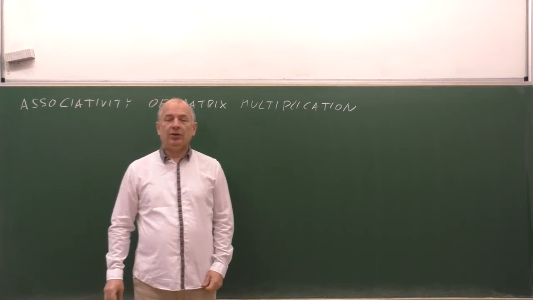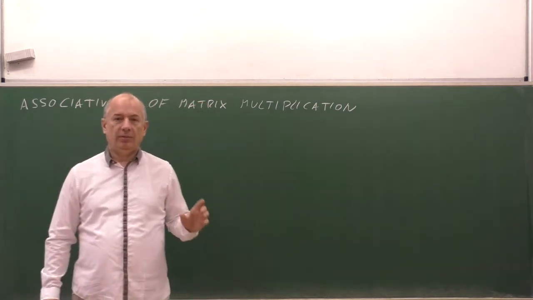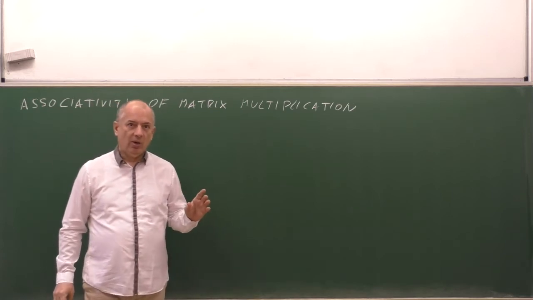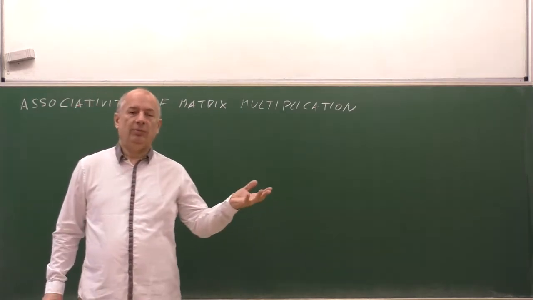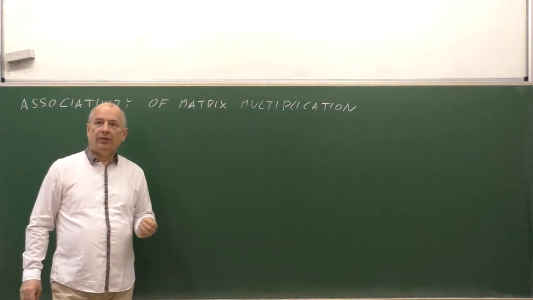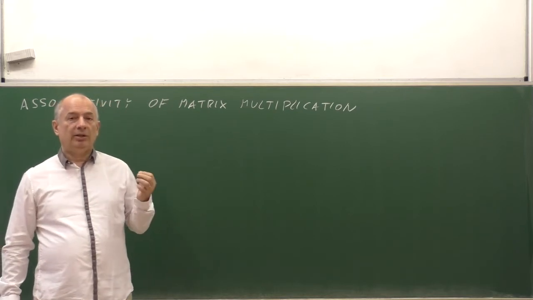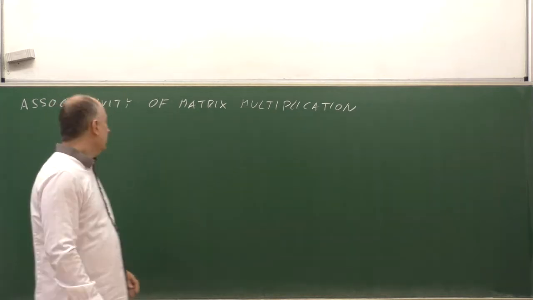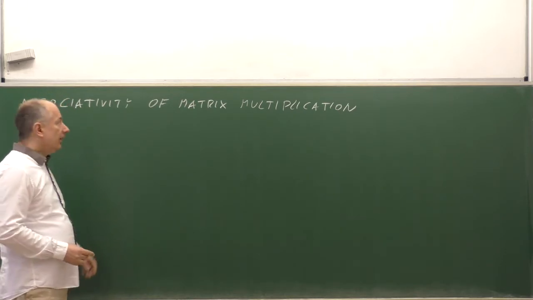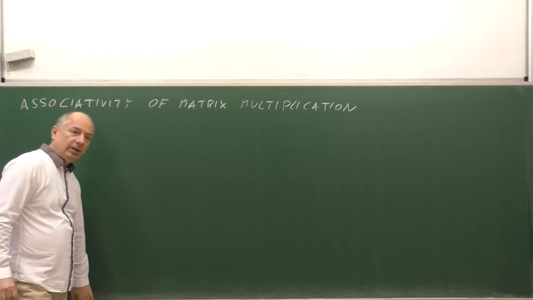When we work with matrices, we use some theorems, some properties of the matrix operations. Addition is very simple. But for multiplication, one very useful theorem holds, namely that matrix multiplication is associative. That means we want to show the associativity of matrix multiplication.